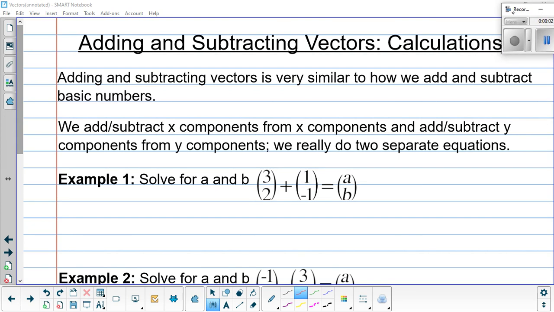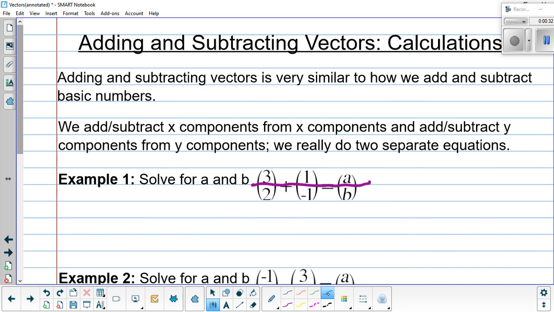Hi, it's Mr. Canada, and today we're looking at adding and subtracting vectors, so the actual calculations with our column notation. It's very similar to just addition and subtraction normally, except now we want to add and subtract x from x and y from y. So things that we normally do, but an easier way is to write them as separate equations. So if we look at example 1, I am actually going to split them into a top half and a bottom half and write them separately.